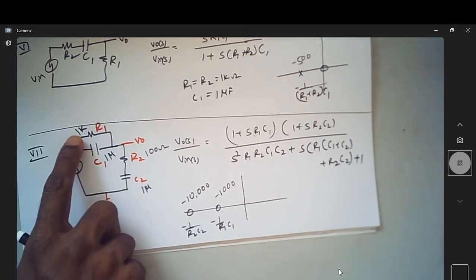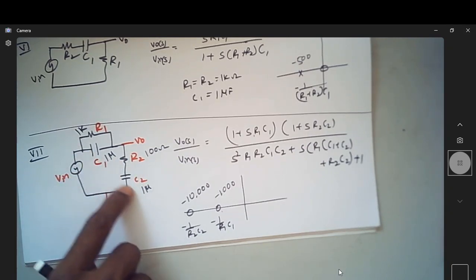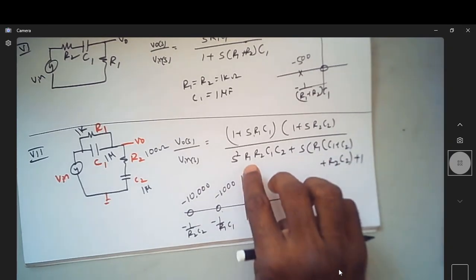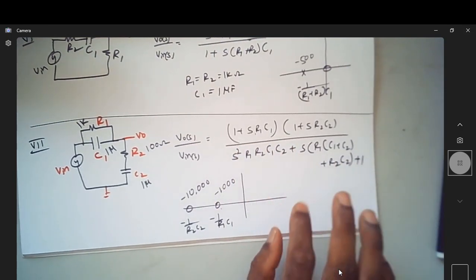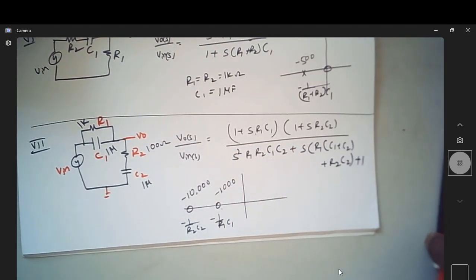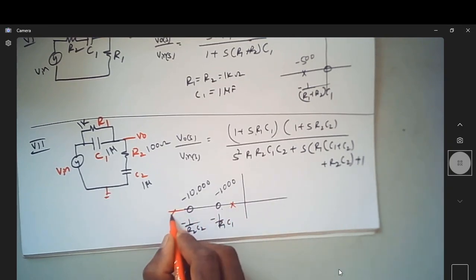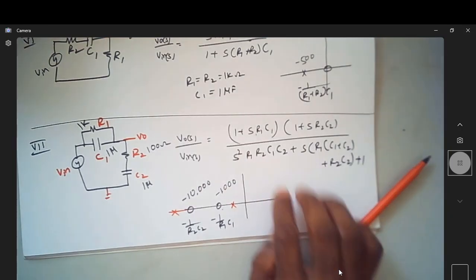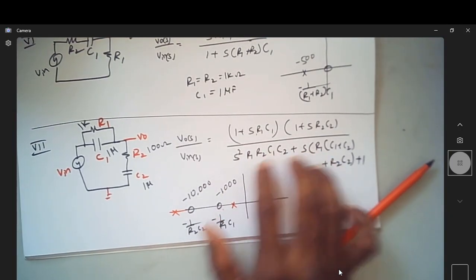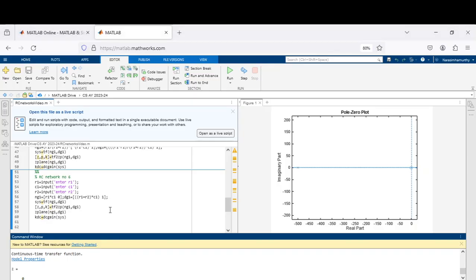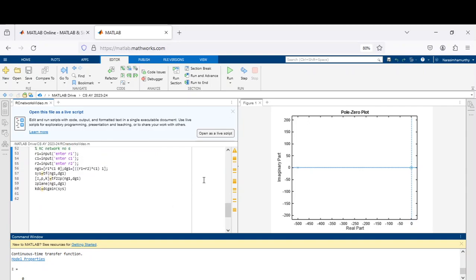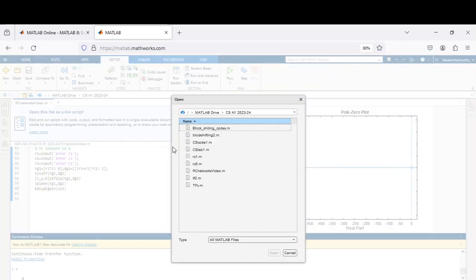With R1 as 1k, R2 as 100 ohm and C1, C2 as 1 micro, you can substitute the values of R1, R2 over here and find the coefficients and the roots, which will give me the pole positions. So poles will be over here and here. Let us exactly know the pole positions. Maybe you can just use a calculator to know the roots. I will do the MATLAB simulation. Where is my code? Let me have a look. Maybe I have written it somewhere, so let me try to open it.